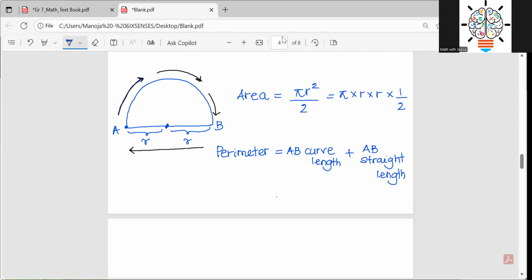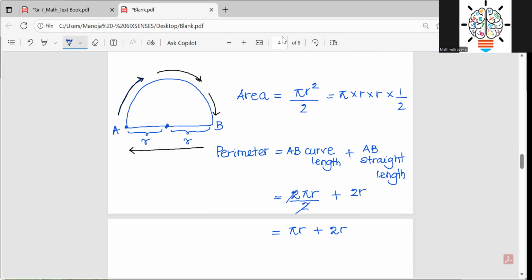So how do you get the AB curve length? If it is the full circle, that is 2πr. But now I have half of it, therefore I divide it by 2. And then I take the AB straight one, so that is 2r. So then I can simplify this. So then this will be equal to πr plus 2r. Why did I get it like that?